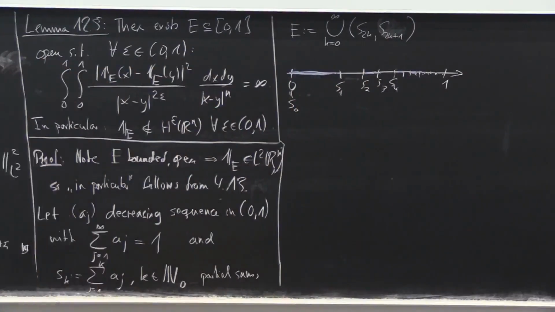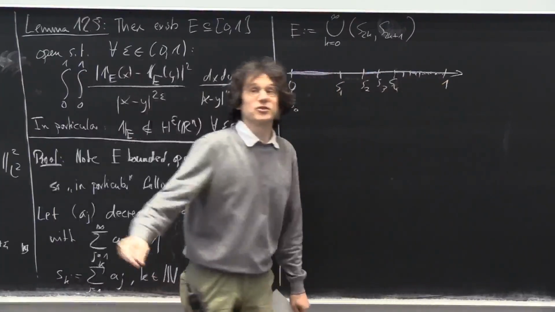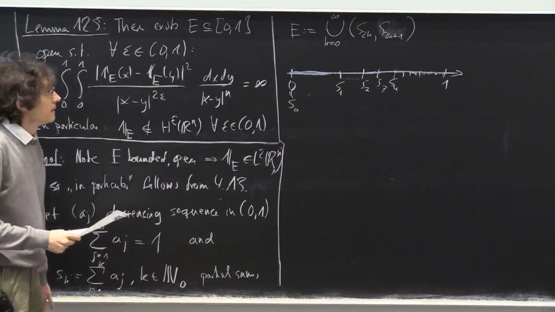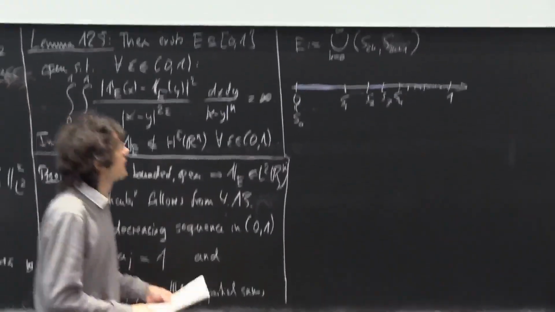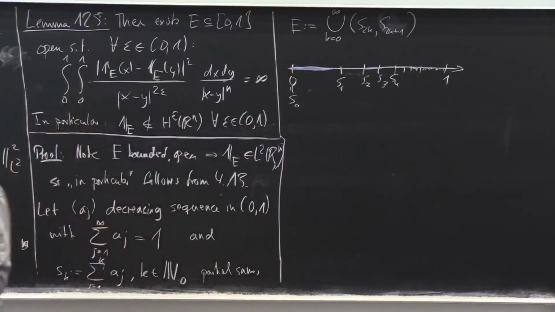This is a union of open sets, so it's open. It's a subset of (0, 1). It's just taking every second interval between these partial sums of our series. Okay. And I claim this set E does the trick, if we choose the sequence a_j the right way.